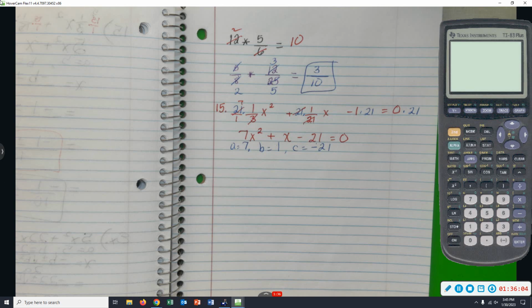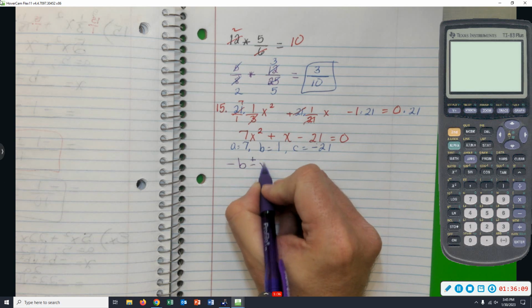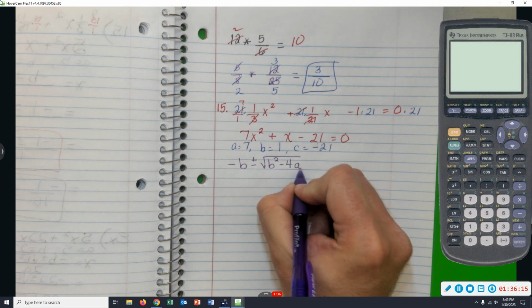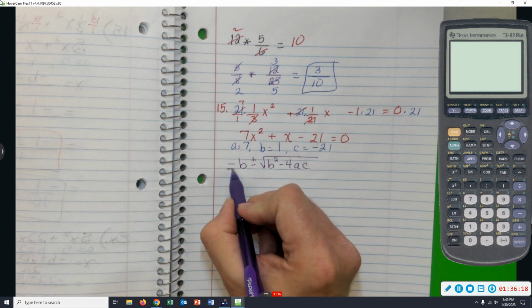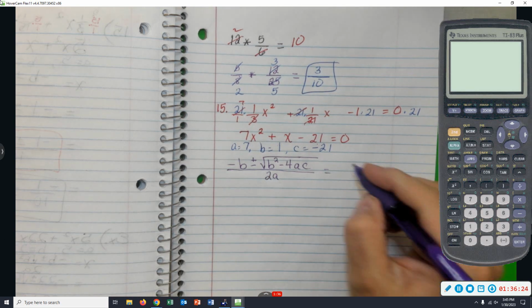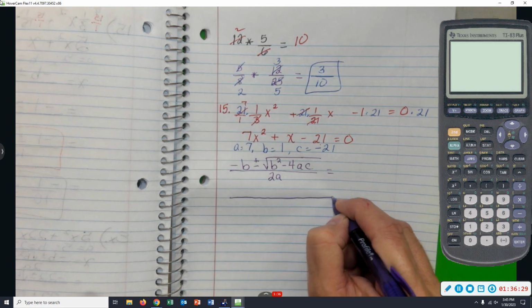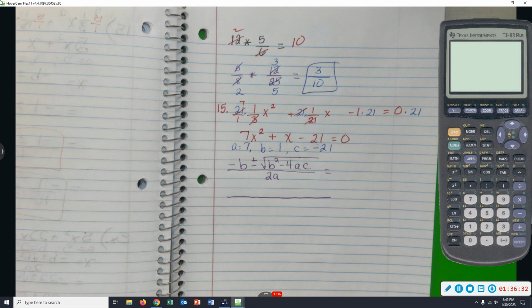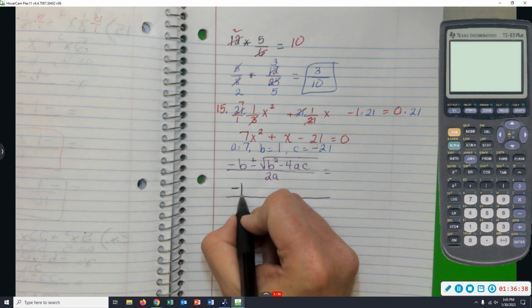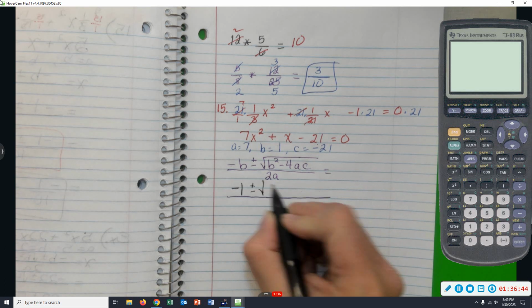We'll write down the quadratic formula: negative b plus or minus the square root of b squared minus 4ac, all over 2 times a. Okay, so what am I going to replace negative b with? It'd be negative 1. Are y'all caught up? Any questions?